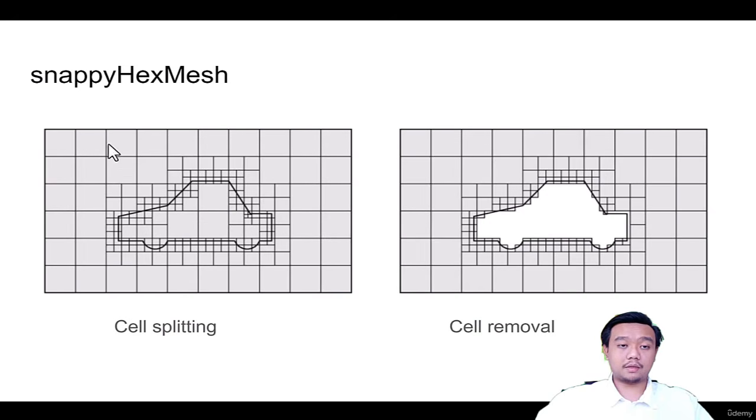Let's say if we have this kind of block mesh with regular size, the presence of this STL within that block mesh will split the mesh into smaller mesh, in order to fit the size of the geometry of the STL. Then after the geometry is fit to the mesh, it will be removed like this.